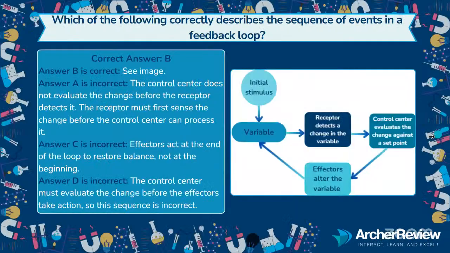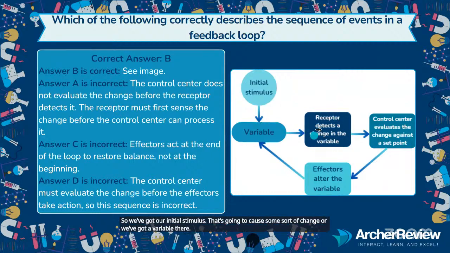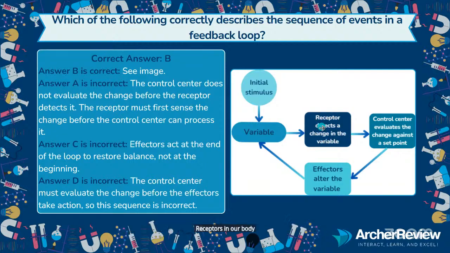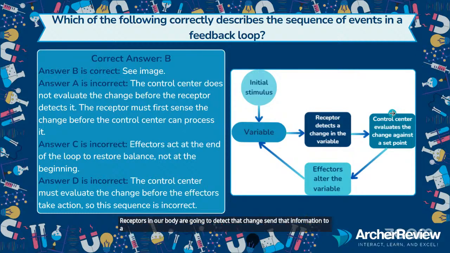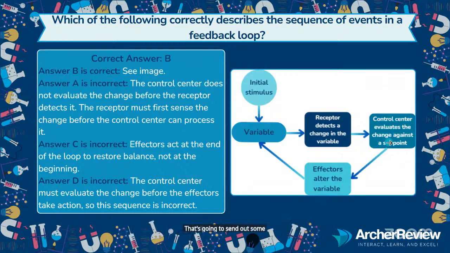Okay. Our correct answer was B. And I pulled this visual from our content. So we've got our initial stimulus that's going to cause some sort of change, or we've got a variable there. Receptors in our body are going to detect that change and send that information to a control center. Typically, it's the brain, a spot in the brain. That's going to send out some sort of effect. It's going to say, we've got to alter that variable.